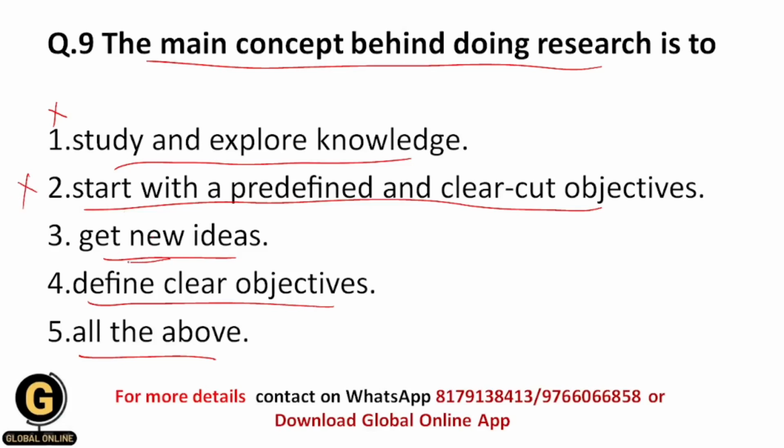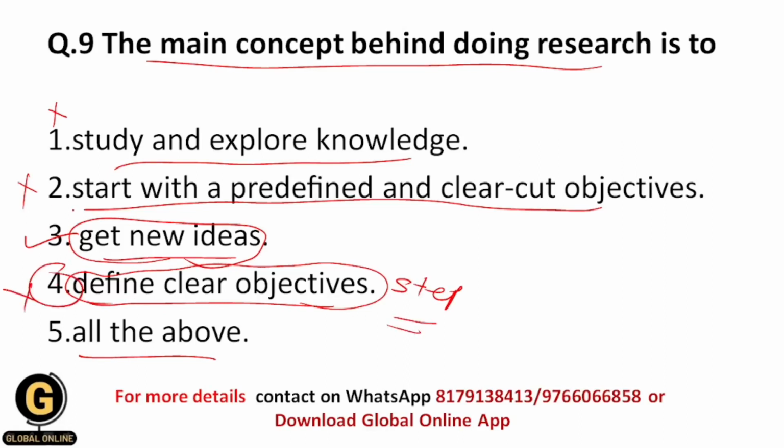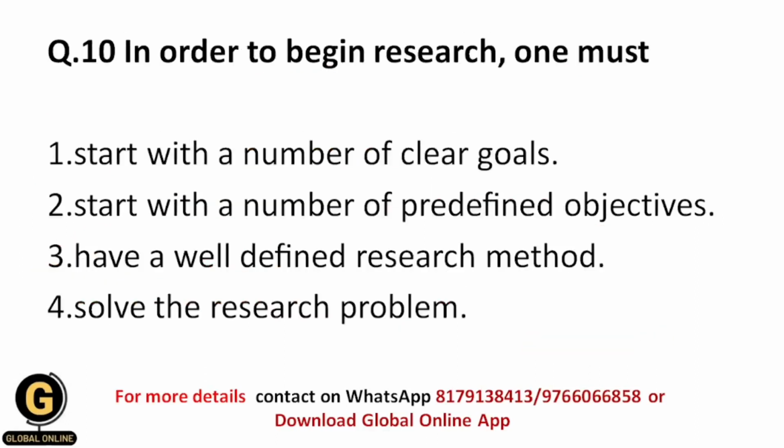To get new ideas, yes, whenever we are going to do a research, then we want to find the answer to our question, and that's why we want to get new ideas. So this is correct. So this is the main concept behind doing research. Define clear objectives. So whenever we define clear objectives, then this is one of the steps in doing the research, and that's why this is not the main concept behind doing research. So this is also incorrect. So the correct answer to this question is 3.